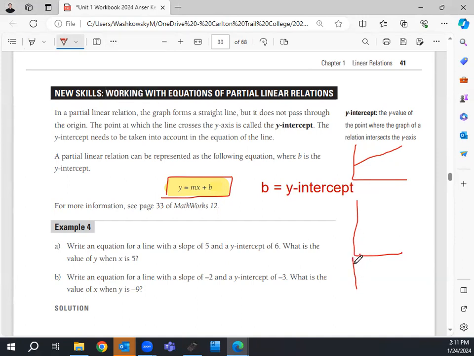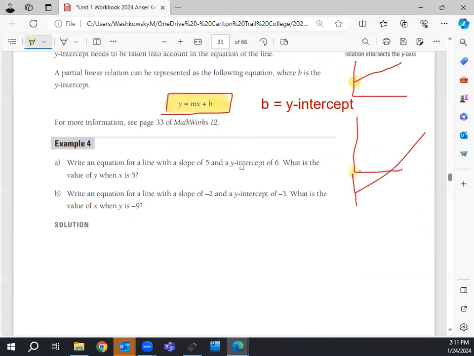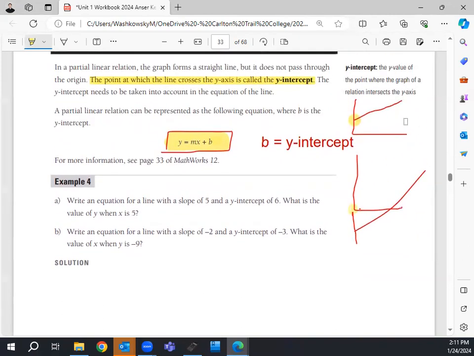the graph goes. It is showing where it intercepts the y-axis. So the point at which the line crosses the y-axis is called the y-intercept. So that's the important part here. That's the only thing we're adding here, the y-intercept. And that's just taking your same graph and moving it up and down.